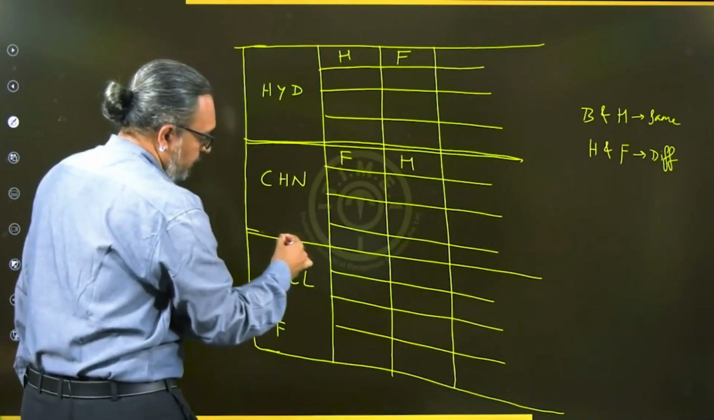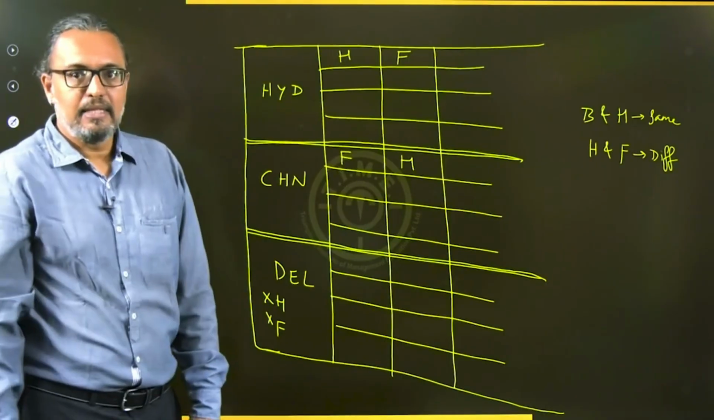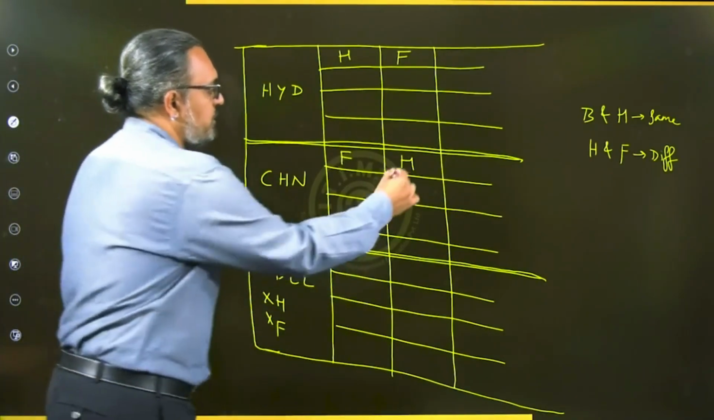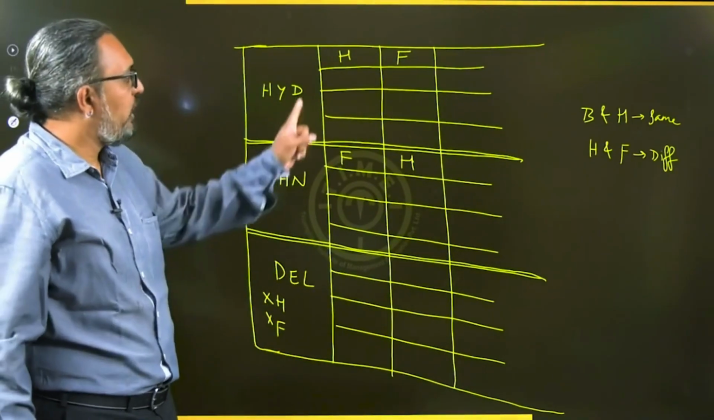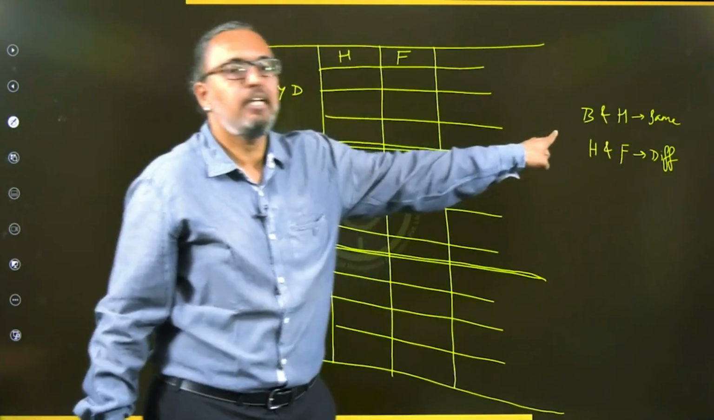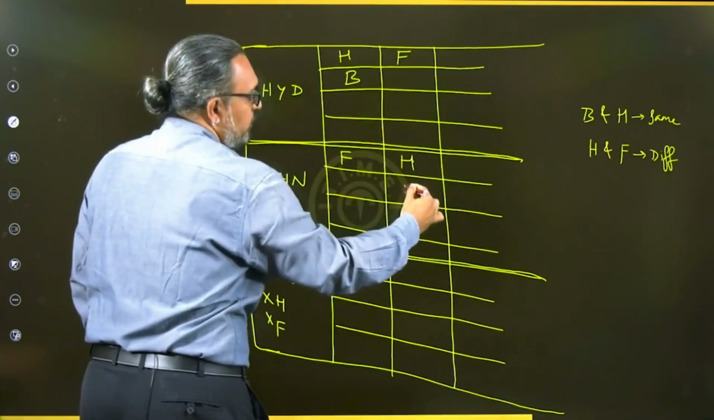That is going to be my case 2. Is it clear? So these are the 2 cases, because neither H nor F is going to be in Delhi. Now wherever you place an H, you can immediately place B also, because B and H are from the same city. So I will place B here, place B here.